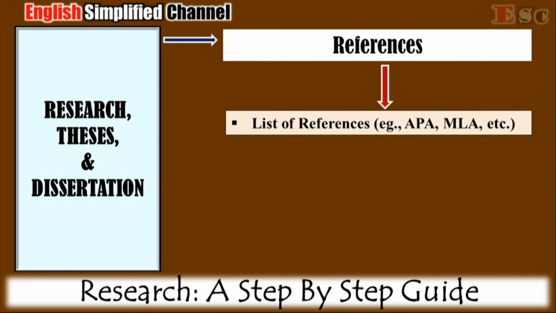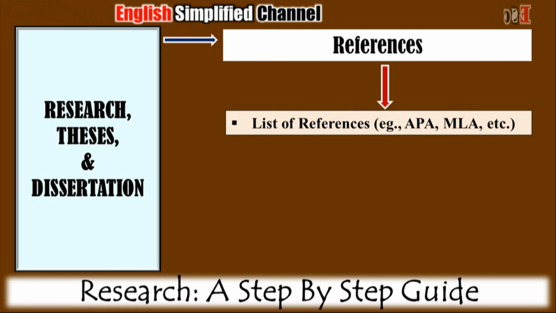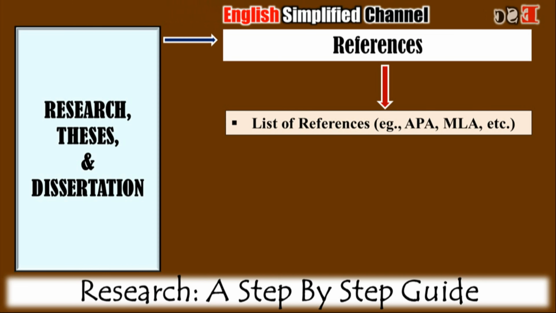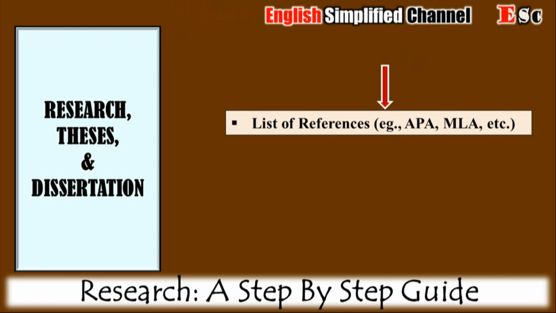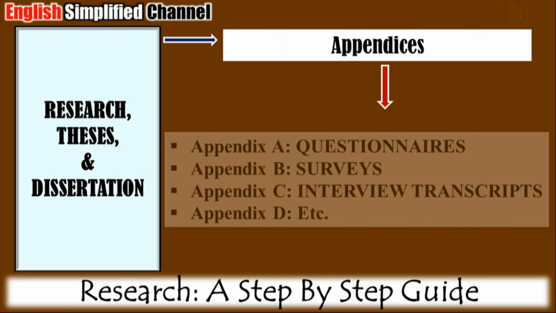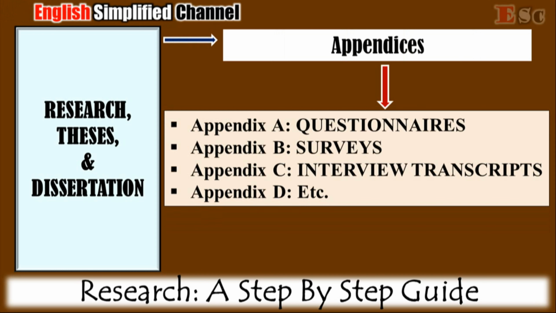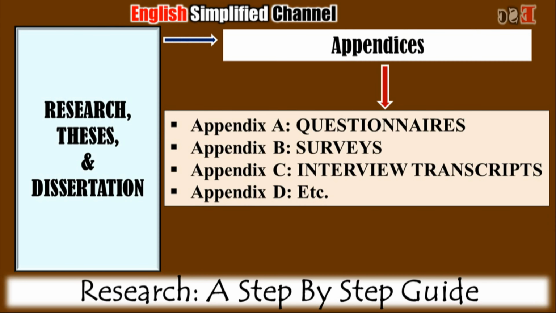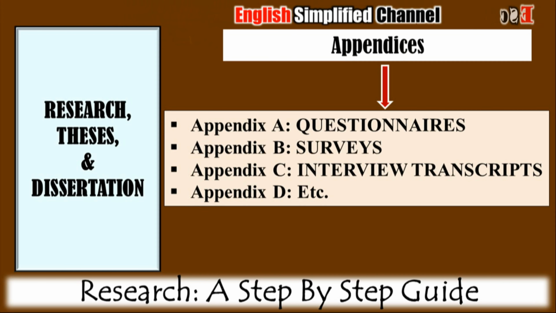References, or bibliography. List all the sources cited in the research paper, thesis, or dissertation, following a specific citation style, for example, APA, MLA, etc. Appendices. This includes additional supplementary materials such as questionnaires, surveys, interview transcripts, or raw data referenced in the main text.